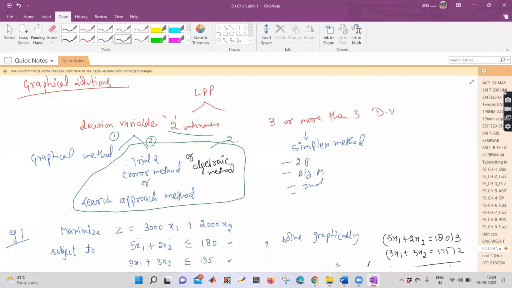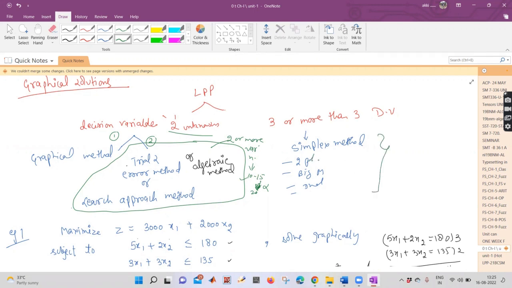It can be solved for two variables, and also for more variables. Maximum we go till 10, 15 and sometimes 20, but it is very tiring. It requires a lot of computational work, so it is not suggested. Till 10 it is okay. But if we have 3 or more variables, then we apply these methods.